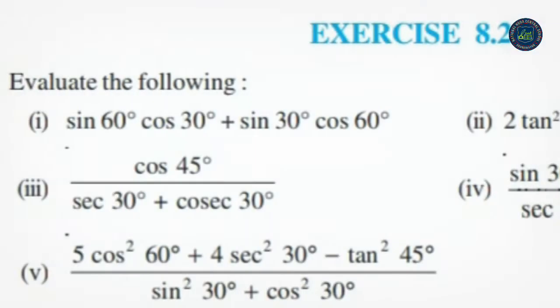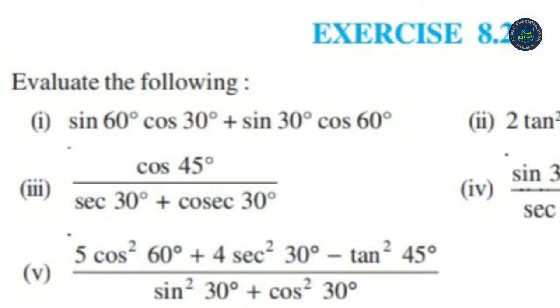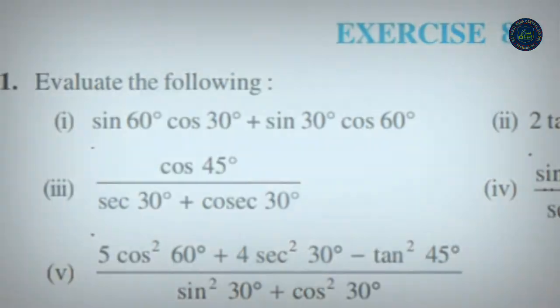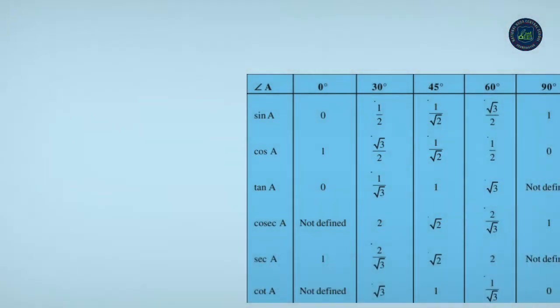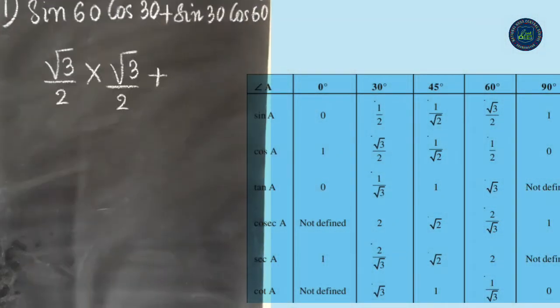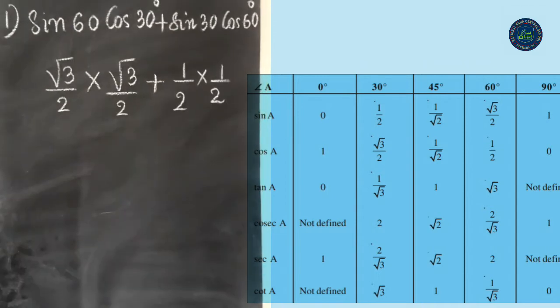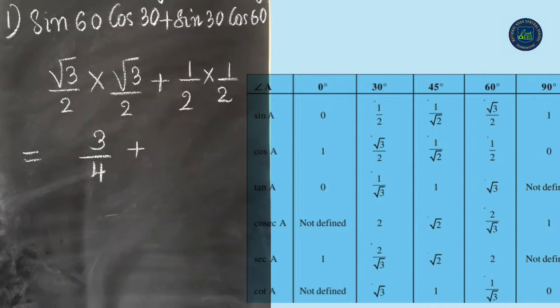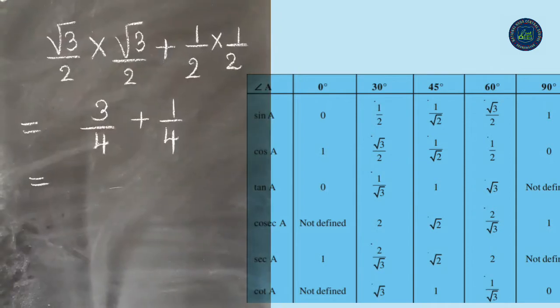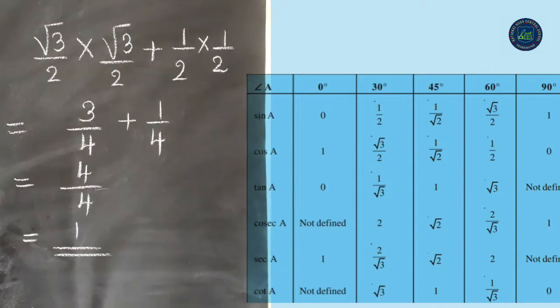Let's start exercise 8.2 questions. First question, evaluate sin 60 cos 30 plus sin 30 cos 60. First, you substitute the values from the table. So it becomes root 3 by 2 into root 3 by 2 plus 1 by 2 into 1 by 2. And multiply, it becomes 3 by 4 plus 1 by 4, that is 4 by 4, that is equal to 1.